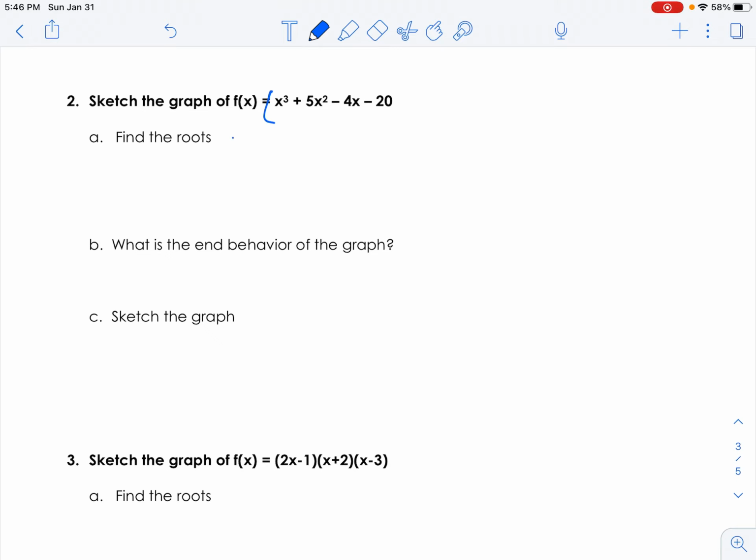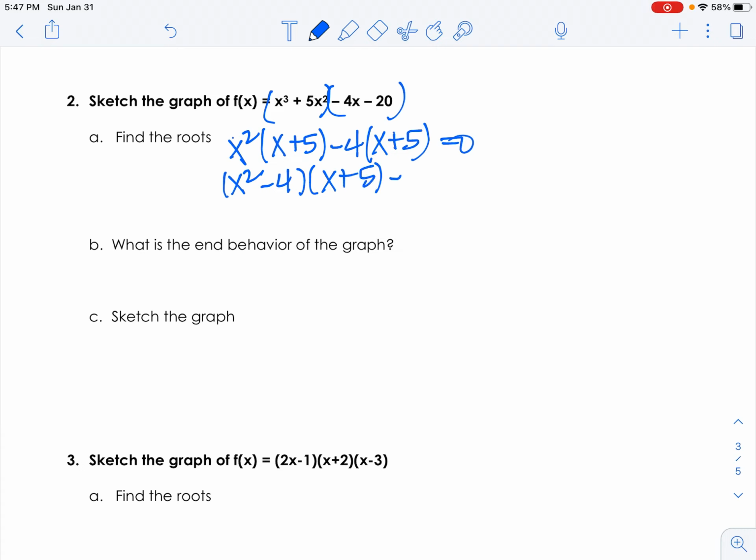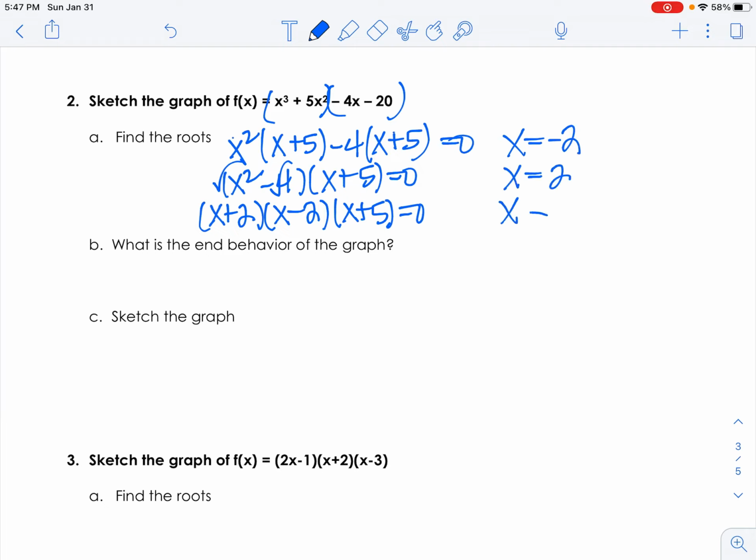Here I'm going to find the roots by factoring by grouping. If I pull out an x squared, I'm left with x plus 5. Here I'll pull out a -4, I'll be left with x plus 5. Okay, so then I have x squared minus 4 and x plus 5. X squared minus 4 turns into x plus 2, x minus 2, because it's a difference of squares. I can square root it. Then x plus 5. So my roots are -2, positive 2, and -5.